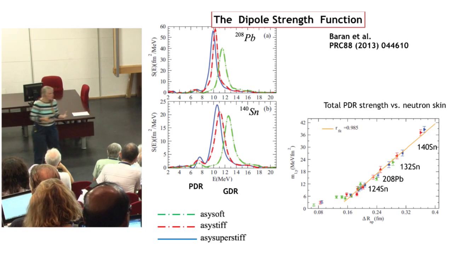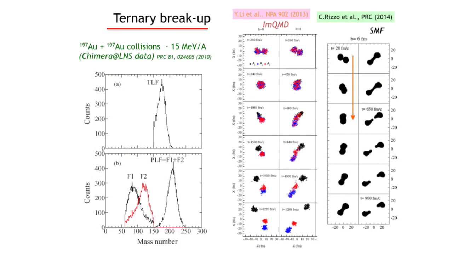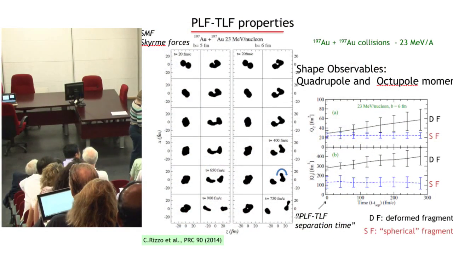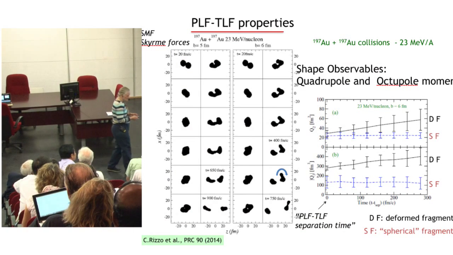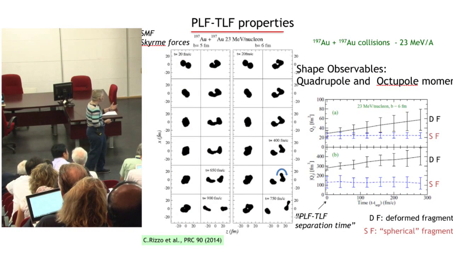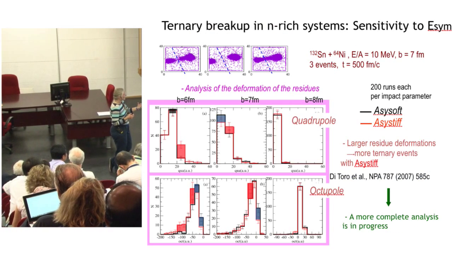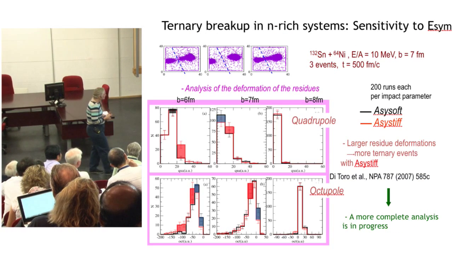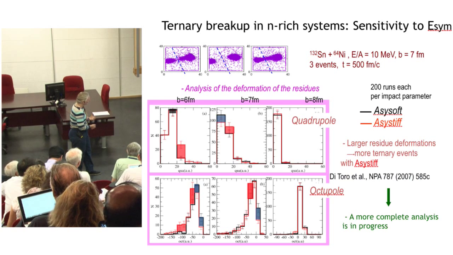Again, ternary breakup is something that there have been some nice calculations on, saying we have deformed fragments in this breakup, and how can we then take this and compare it to the data. There's been some comparison to data here with the Chimera data. And then some nice work looking at these projectile-like, target-like properties, really looking at spherical fragments versus deformed fragments, and the prediction that when we have ternary breakup of these neutron-rich systems, this is sensitive to the symmetry energy, and you can see the difference between the ASI-stiff and the ASI-soft.